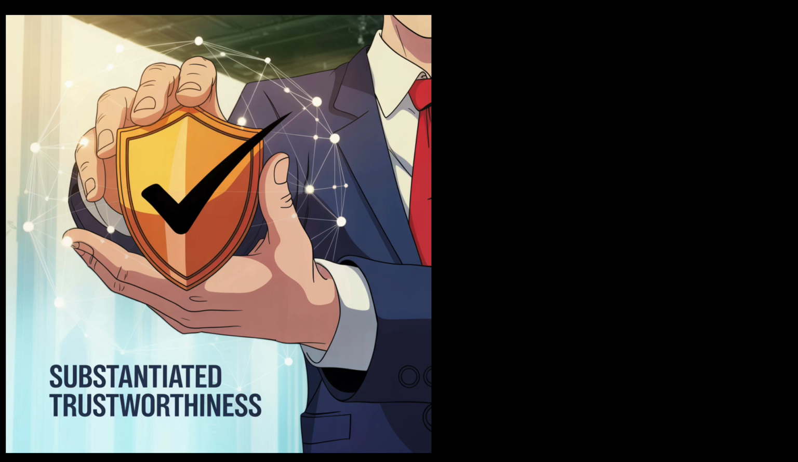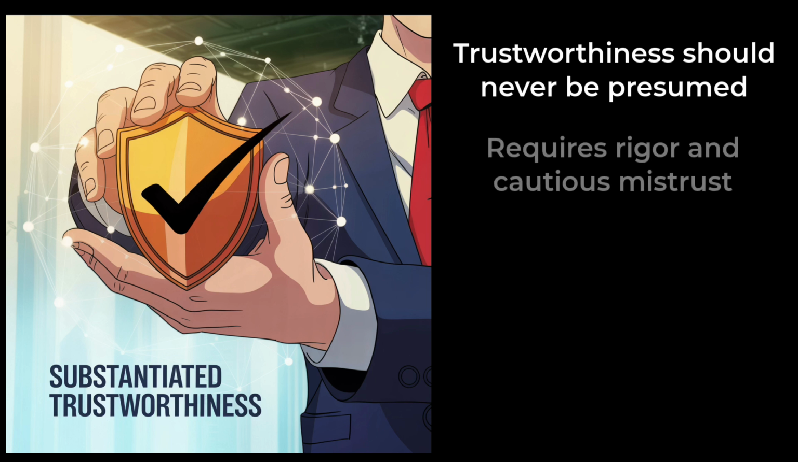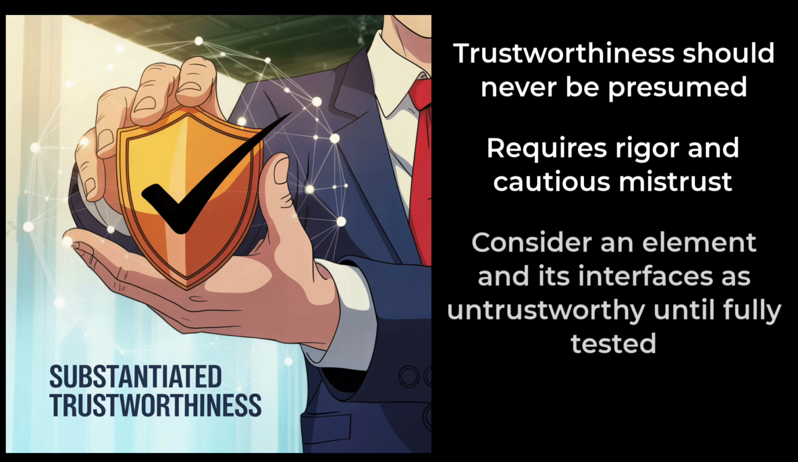Substantiated trustworthiness requires that trustworthiness should not be presumed. Instead, it should be demonstrated by facts that unequivocally demonstrate how trustworthy an organization is. This makes it more likely that an entity will only ever be trusted to the degree it deserves. Commensurate rigor and cautious mistrust are necessary to prove trustworthiness, i.e., system elements are assumed guilty unless proven innocent.